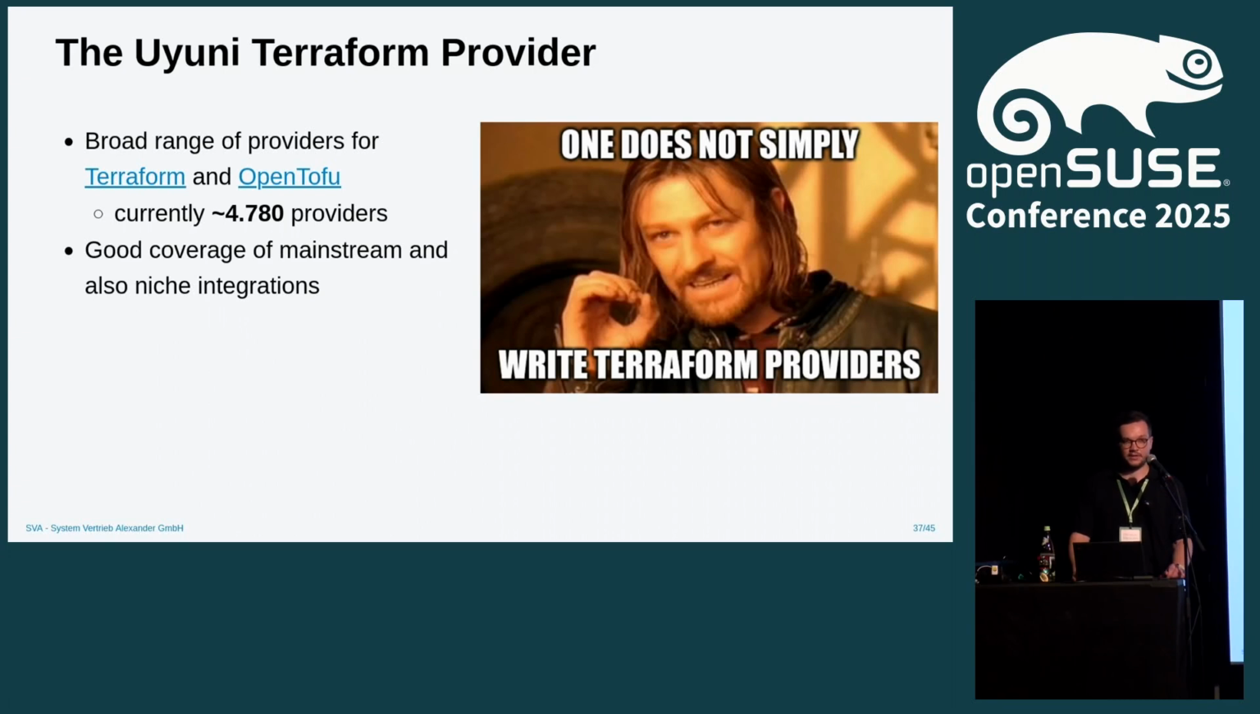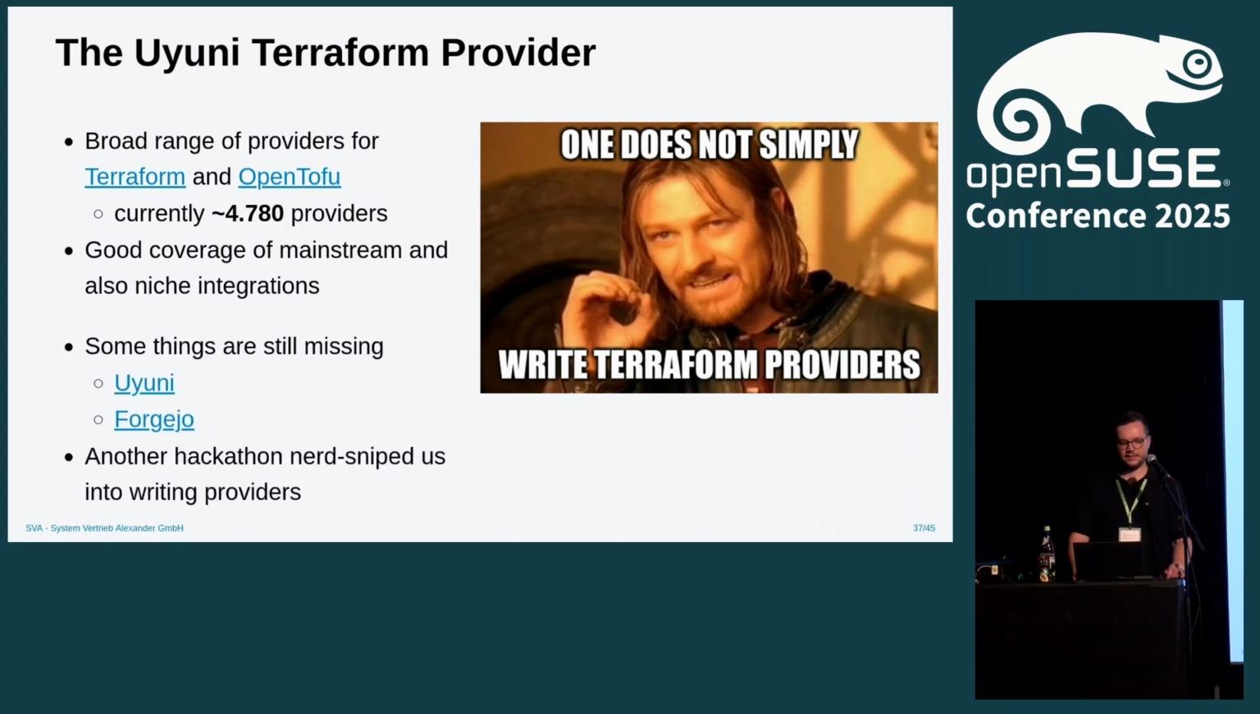So there's basically good coverage for mainstream and also niche integrations. But we figured out some things are still missing. For example, there are plenty of Git providers, but no JO provider. And JO is, at least for us, the way to go these days. So we started working on that one.